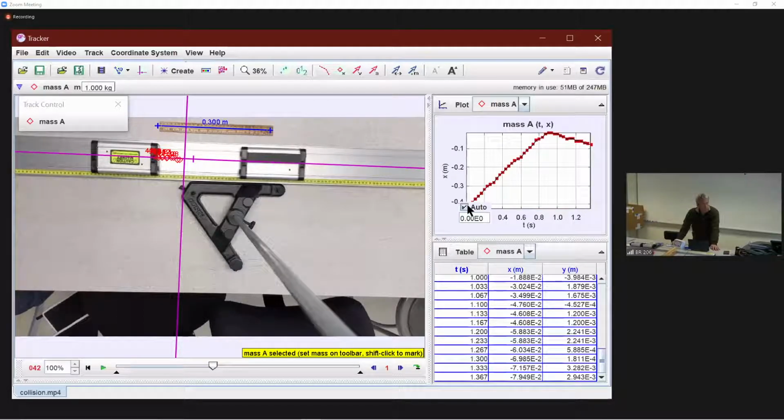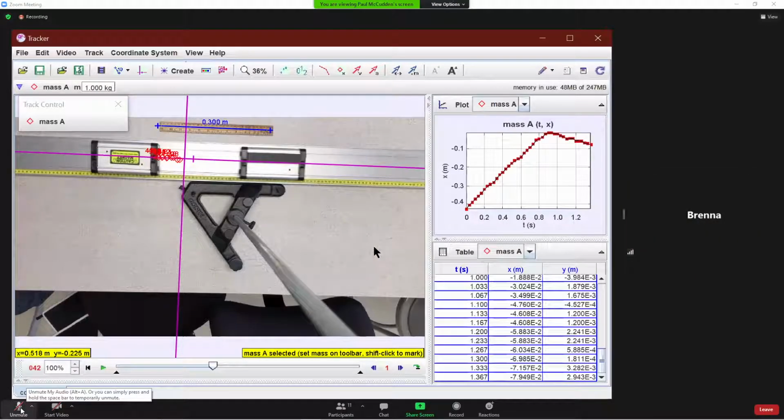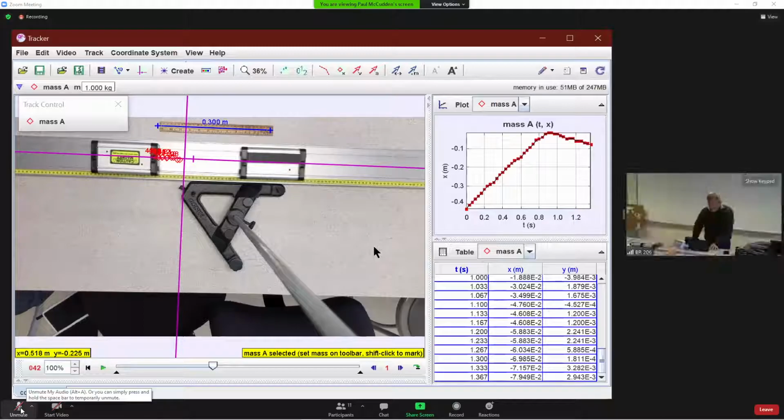What is this graph showing this cart doing? This is a very simple x versus time graph. What is it doing? Describe physically, somebody. What's this cart doing? What does this graph show? Yeah, the object changed direction.